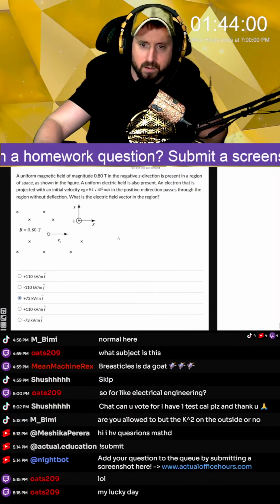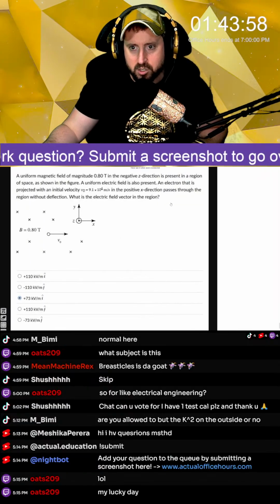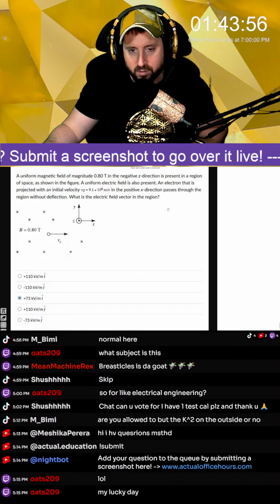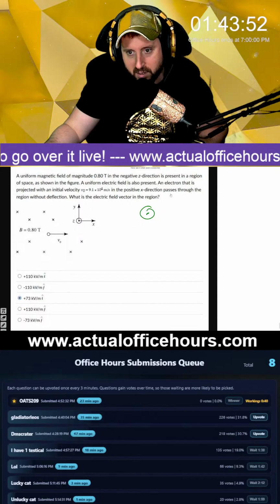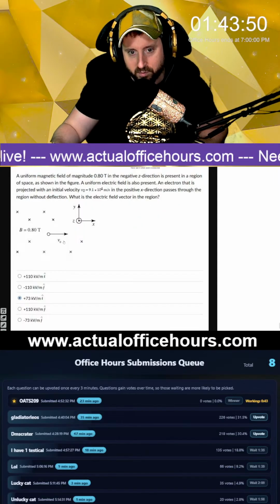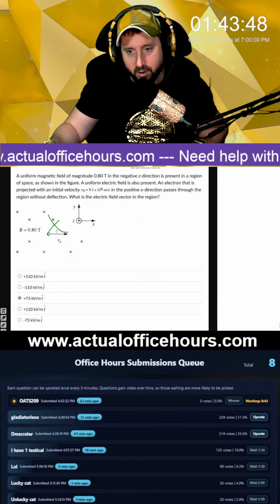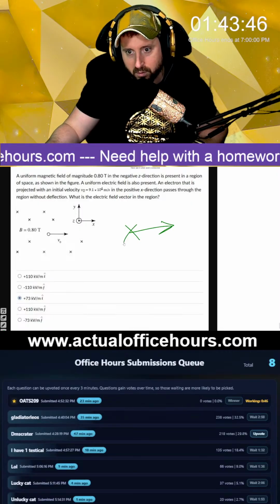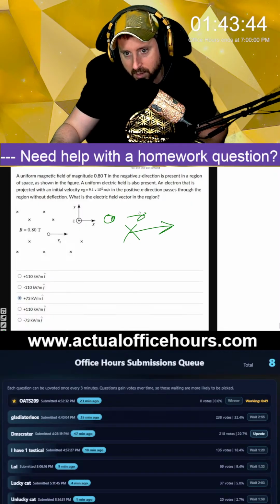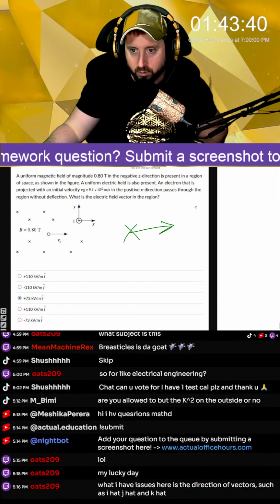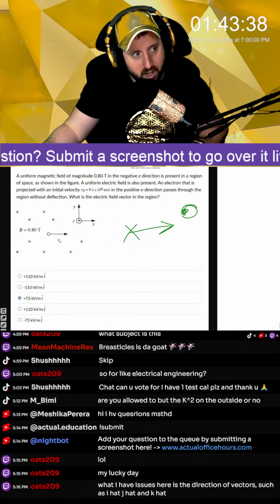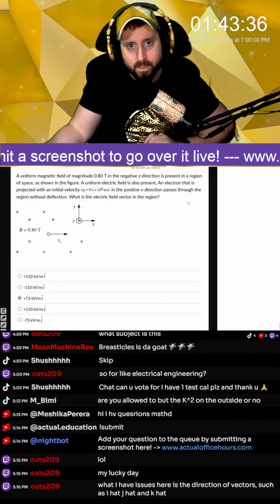Okay, a uniform magnetic field of 0.8 Tesla in the negative z direction is present. Okay, so they're saying negative z, so this means into the page. Good, that's why they have the x's. I always like to think about it like if you have an arrow, right? If you were looking at the arrow going away from you, you would see the crosshair of the arrow. But if you were looking at the arrow coming out at you, you would see a dot. That's where it comes from.